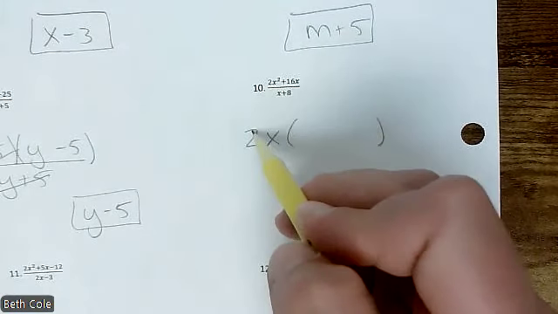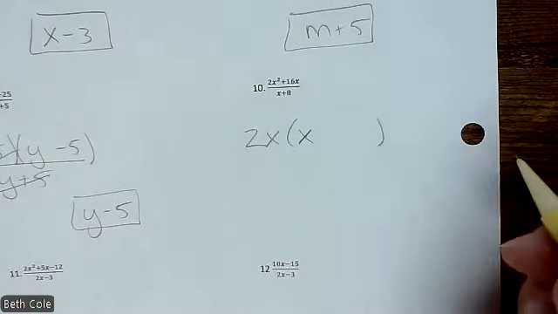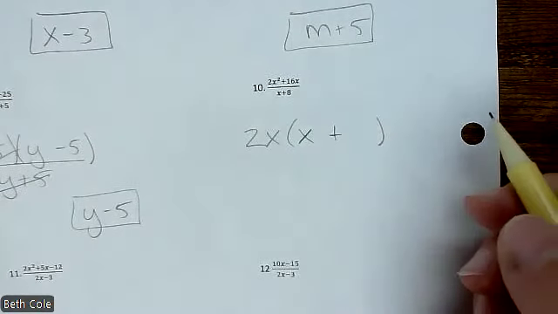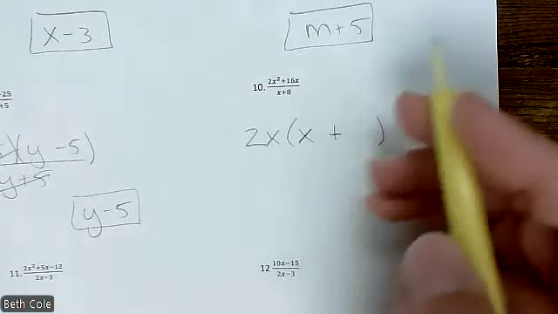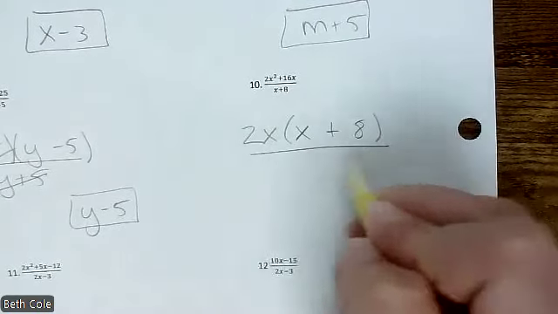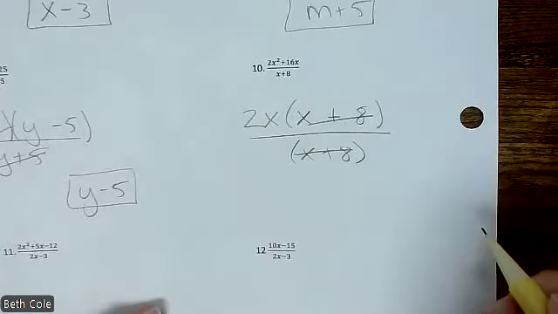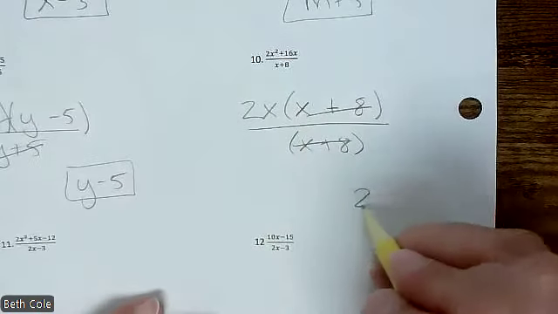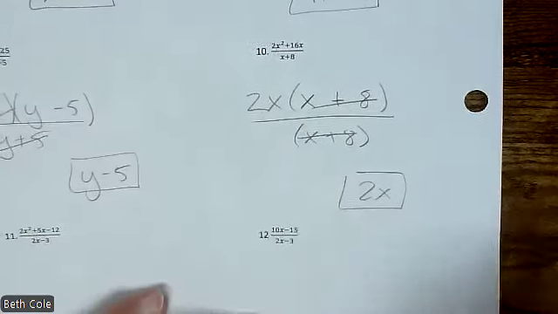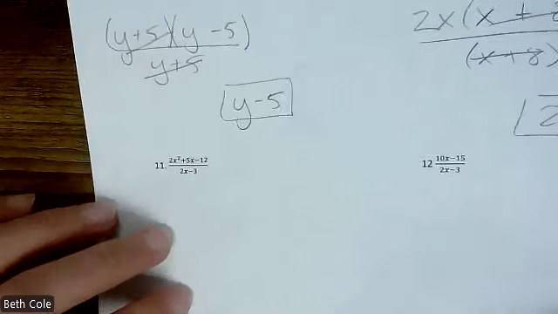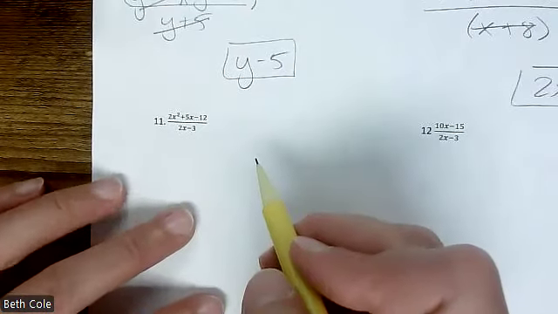So from the first term, the 2 is gone. I took one of the x's, so just an x, plus 16 divided by 2 is 8, and then those x's cancel. Oh my gosh, look, the x plus 8's cancel. And so your answer is just what's left, which is the 2x. You're going to have to get something that cancels. If you don't, then you've got a mistake somewhere.